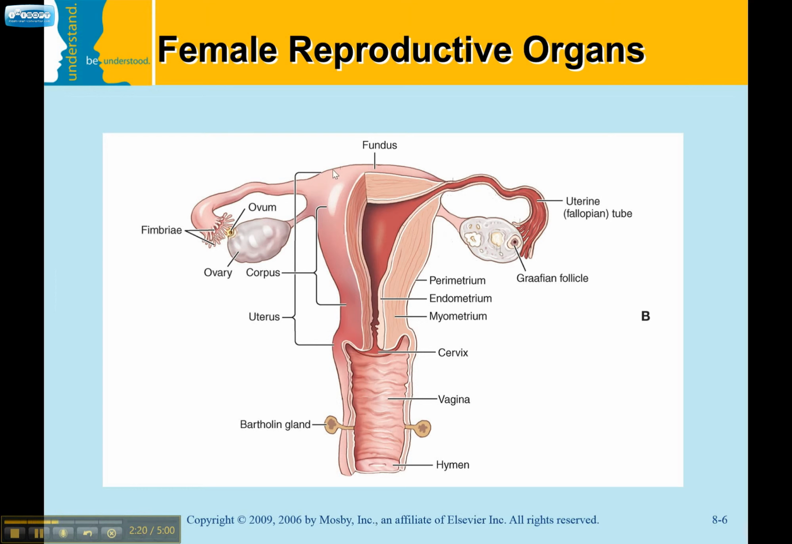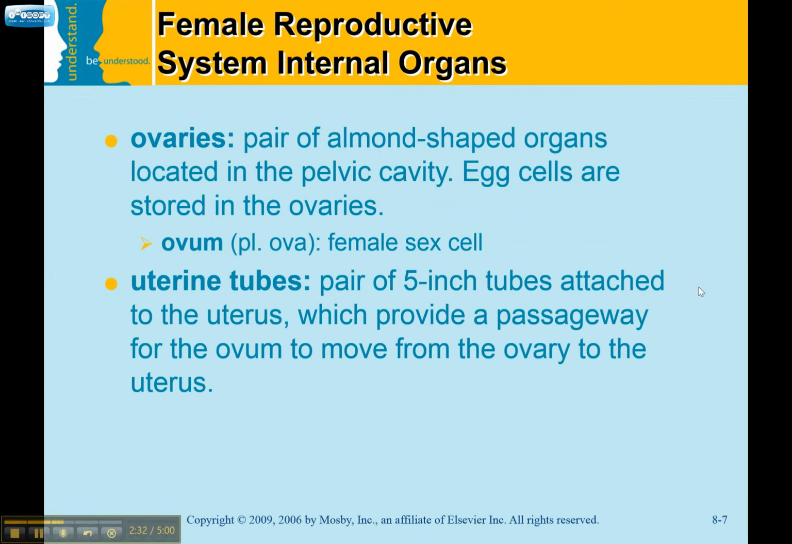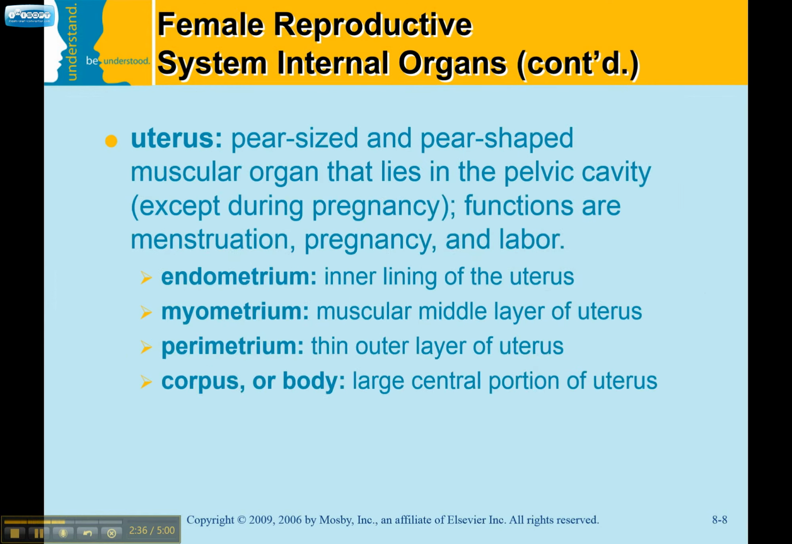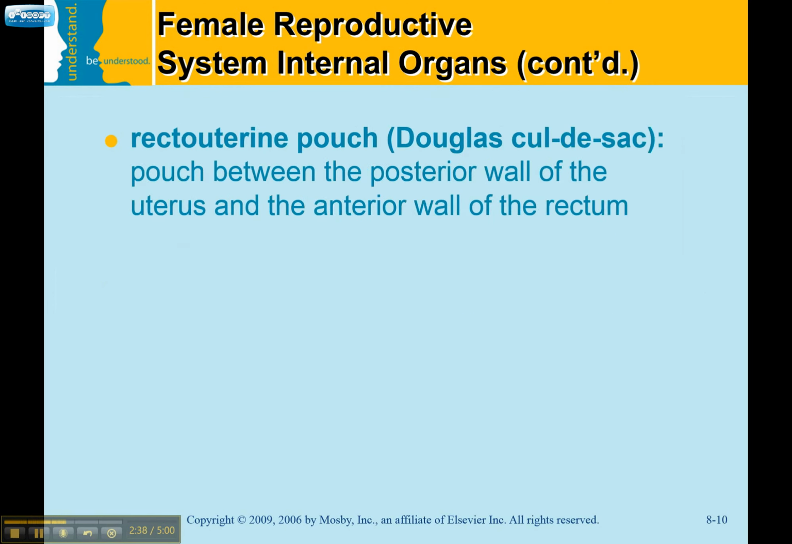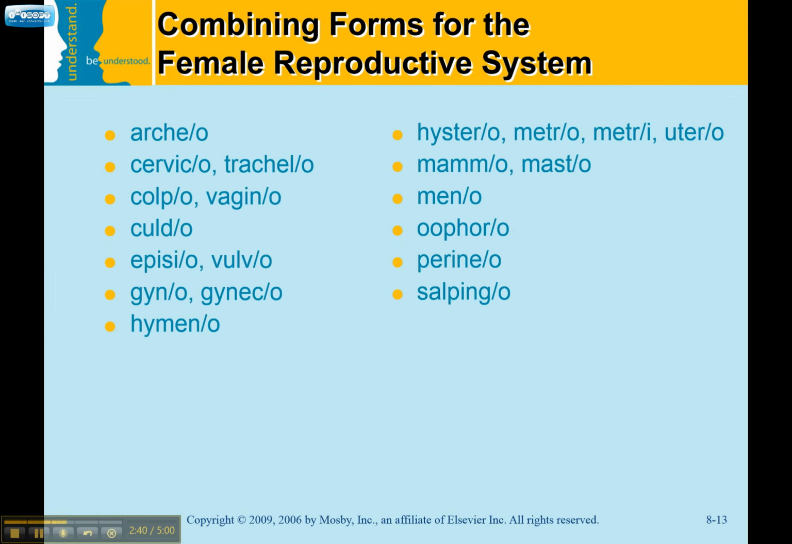The uterus extends from the top all the way to here. Then you have the cervix, which is the opening to the uterus, the vagina, and then the outer opening. Here are all the definitions of the actual parts of the female reproductive system. Know those for the quiz, probably for the test as well.